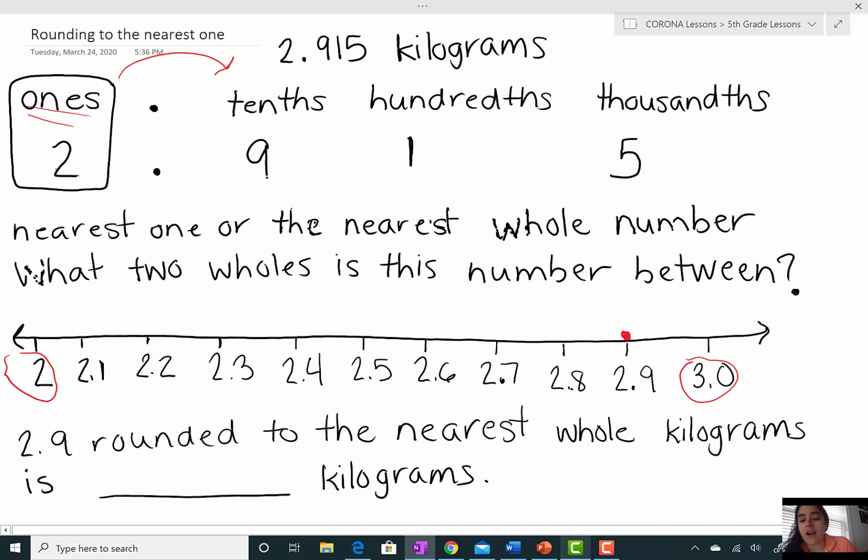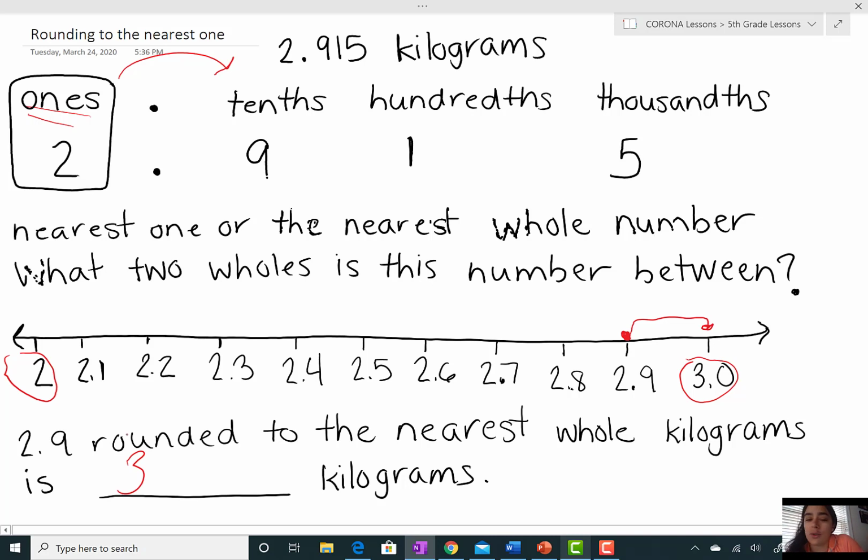Well, in this case, it's pretty obvious. If I'm looking at 2 and 9/10, you could see, based on where it is on the number line, that is much closer to 3 wholes than to 2 wholes. So 2.9 rounded to the nearest whole kilogram is 3 kilograms. And I want to talk to you about this in a second.